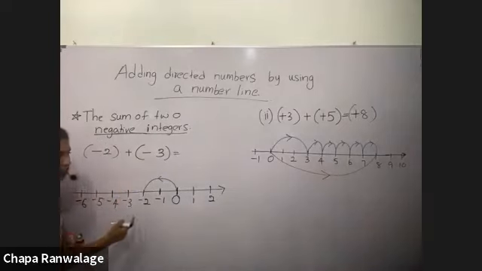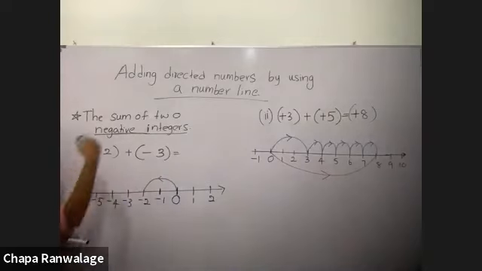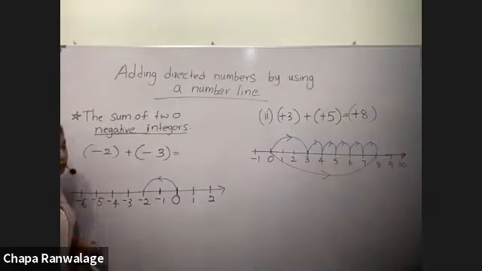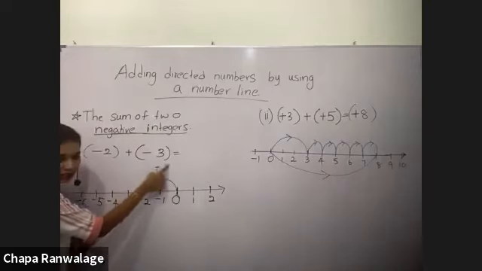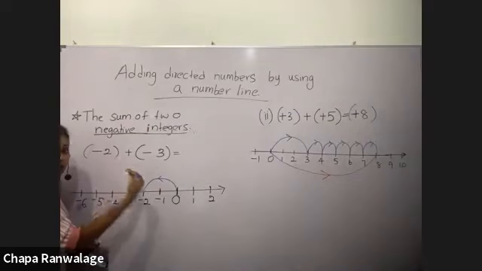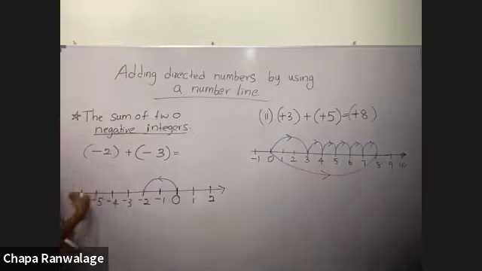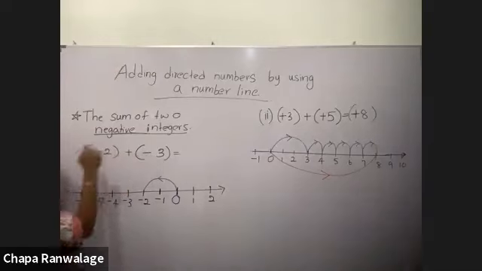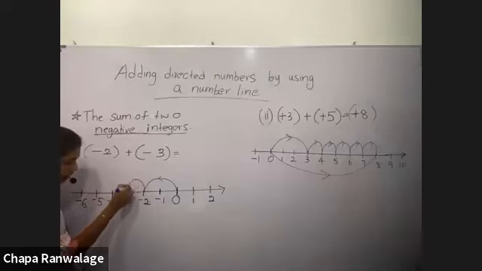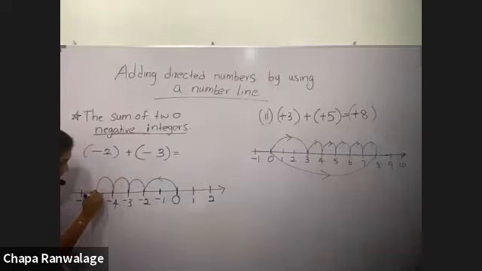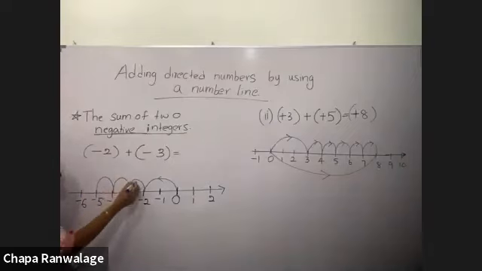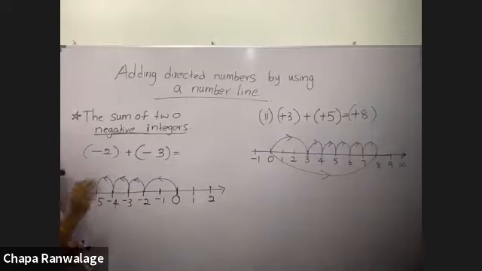From here, to which direction should I move? To left or to right? Left. Why? This is a negative number. So the direction is left. So you have to move another 3 units towards left, because this is minus 3. Understood? Yes, teacher. 1, 2, and 3. The direction is this direction. Now finalize your answer.